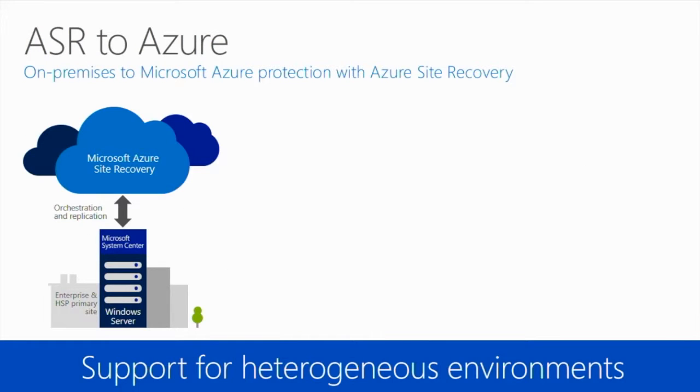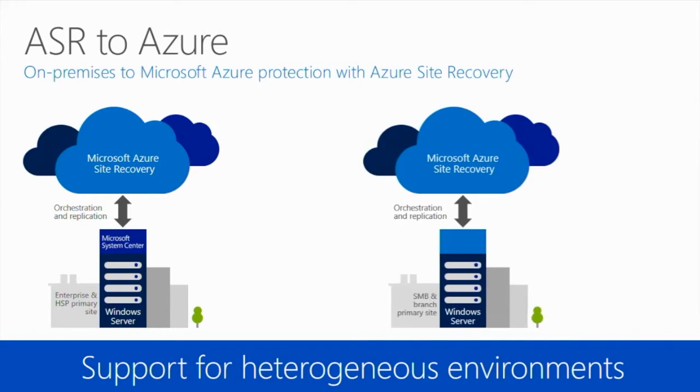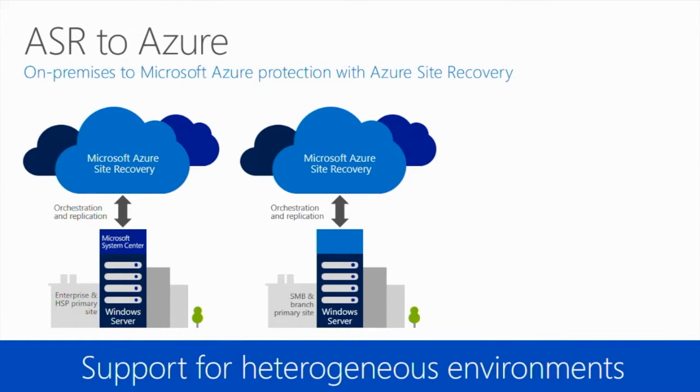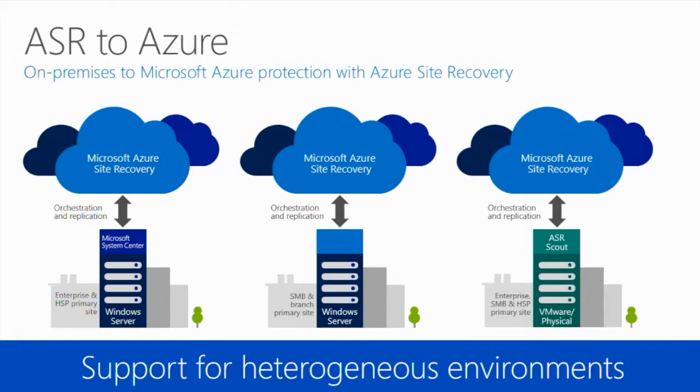Okay, so we can use ASR to protect our virtual machines which are running on Hyper-V hosts which are managed by System Center Virtual Machine Manager. We can also protect virtual machines which are running on standalone Hyper-V hosts. And we can protect virtual machines which are running on VMware infrastructure and physical hosts as well.